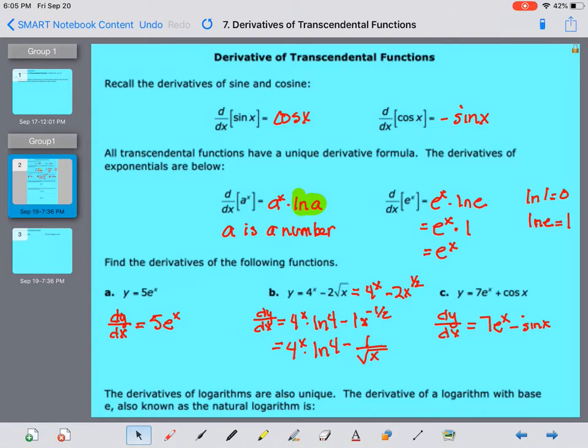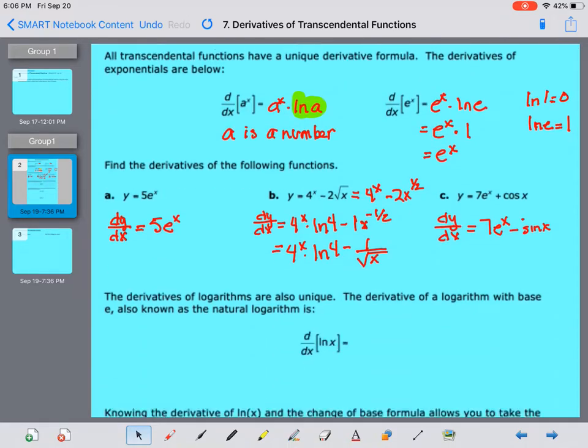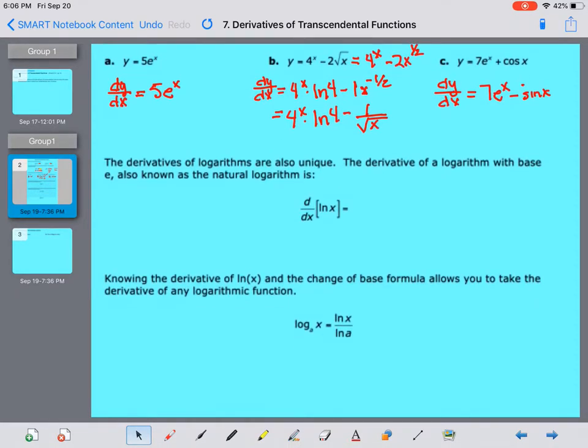So exponentials have their own rules, as well as logarithms. Now, the derivative of the natural logarithm winds up resulting in 1 over x. Simple derivative. The derivative of the natural log of x is just a simple 1 over x. We can use that property to actually find the derivative of any logarithm that we want with any base.